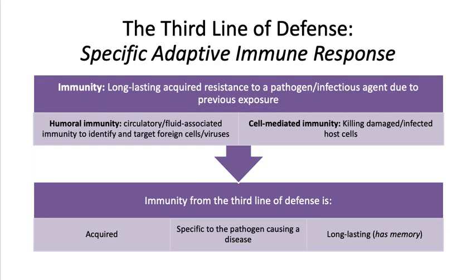All right. So now we're going to move on to our third line of defense. Our third line of defense is specific, and it is acquired or adaptive. Here's our definition of immunity again. Immunity is that long-lasting or acquired resistance to an infection, and it's usually due to some sort of previous exposure.